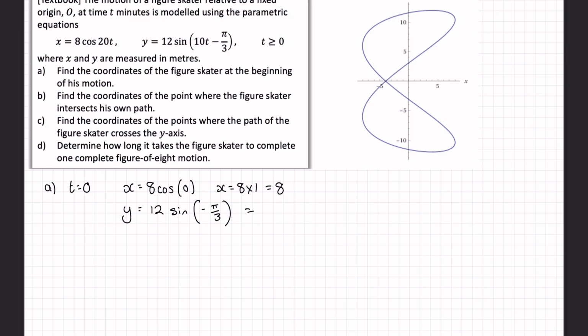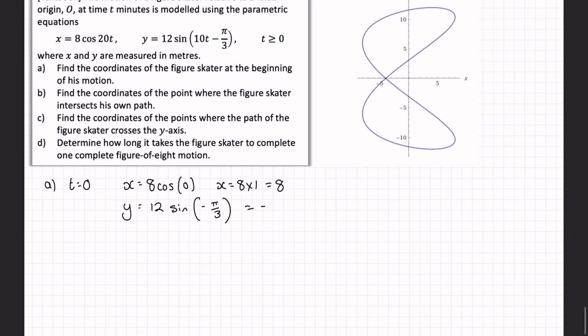And I'll get my calculator off screen. Sine minus pi over 3, times that by 12, and I've got minus 6 root 3. Okay, so the figure skater starts at the following point. So that's question A done. Lovely.